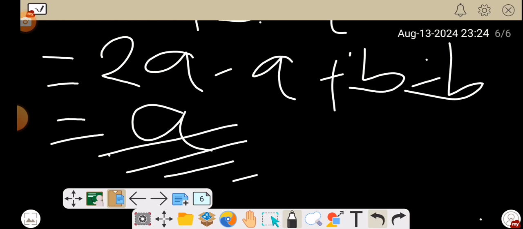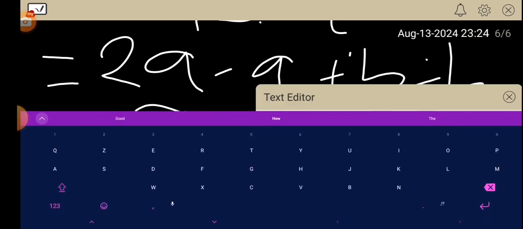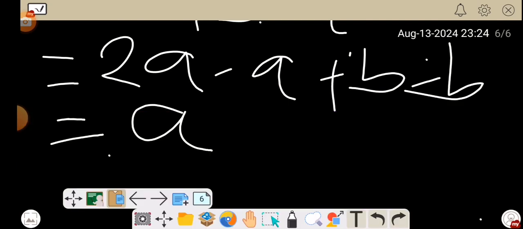So this is how we normally handle some basic and simple algebra, especially when you are in an exam, in a simplified way.